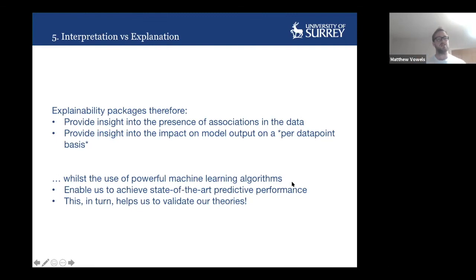So explanation packages allow us to provide insight into the presence of associations in the data themselves, and maybe we can extrapolate that beyond the data into the real world. It gives us an insight into the impact of the model output on a per data point basis, which is very useful, especially for individualized medicine, individualized treatments. You really want to know not just what the average is, but how it affects individuals. And you can start to really dig into these individual associations.